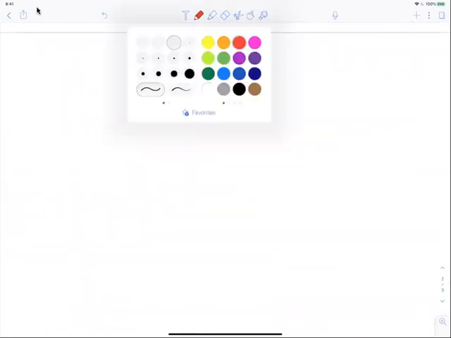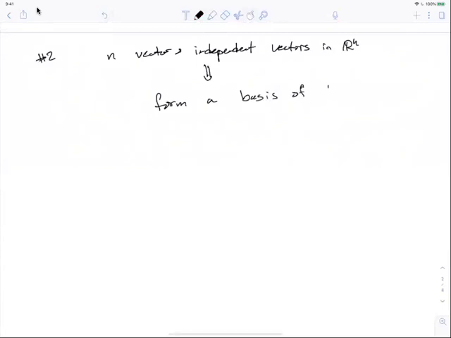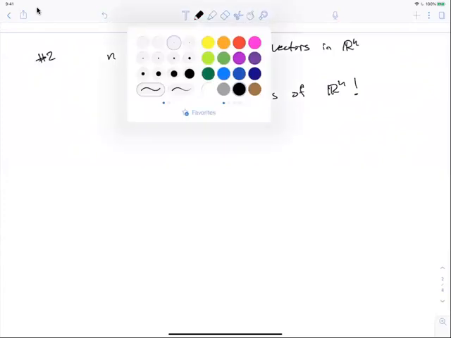All right, so let's jump to number 2. The second question was, why is it the case that every collection of n independent vectors in R^n form a basis? So this is kind of the key point to get across.